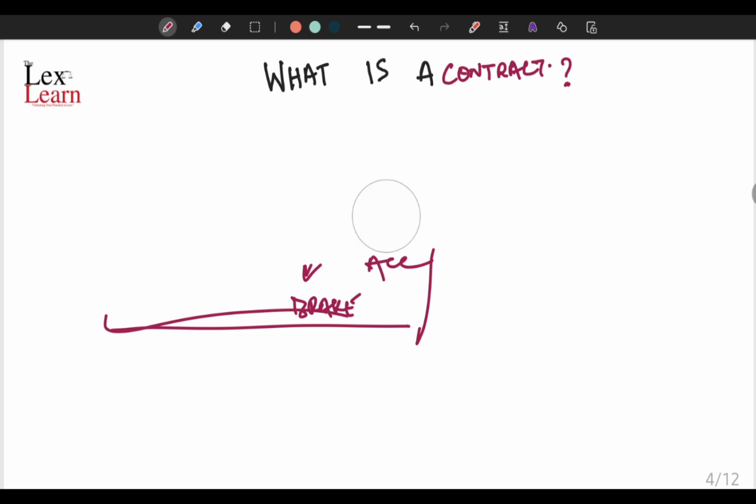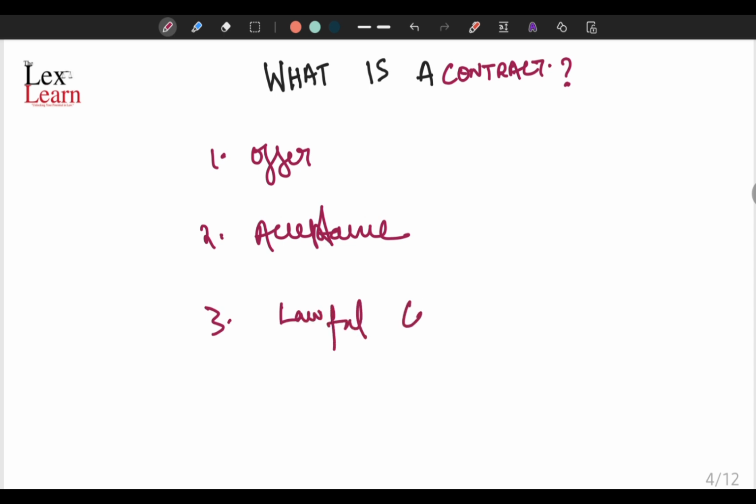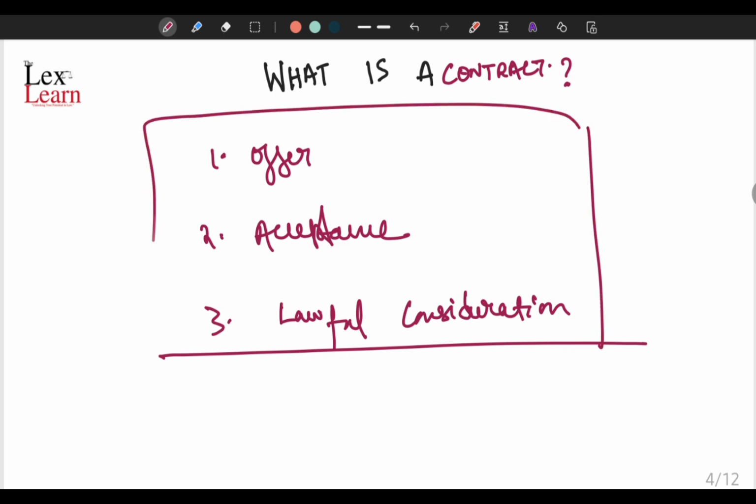Similarly to a car, I want to explain what a contract actually is. Even a contract has three main important things. The first thing is offer. The second thing is acceptance. And the third thing is lawful consideration. So these three ingredients make a contract: offer plus acceptance plus lawful consideration. Today I will be explaining these three terms and also who all can enter into a contract and who cannot enter into a contract.